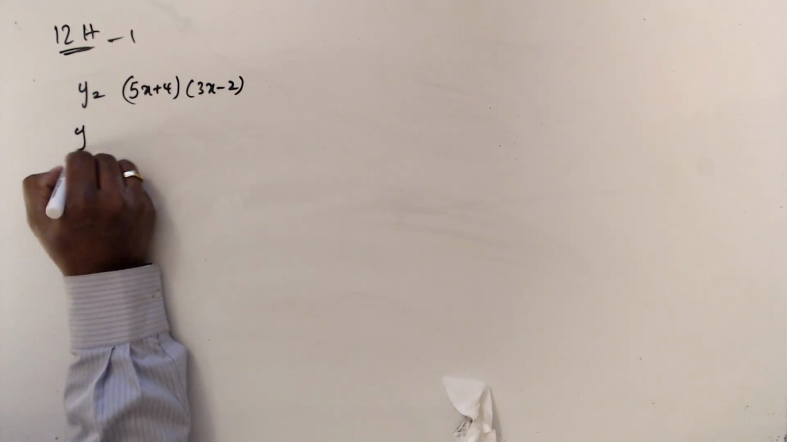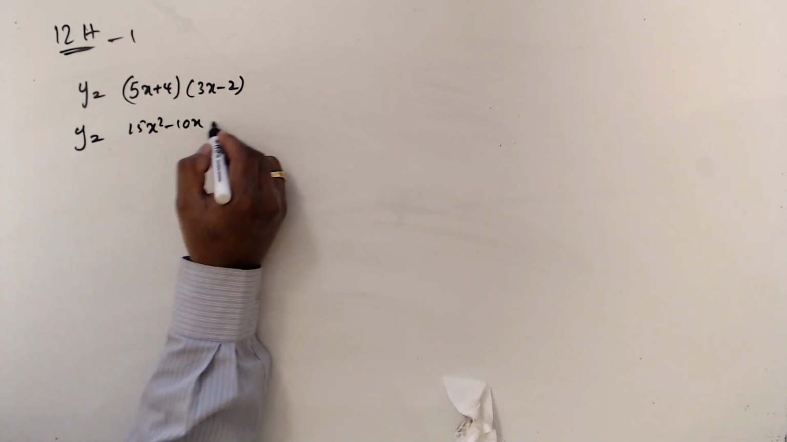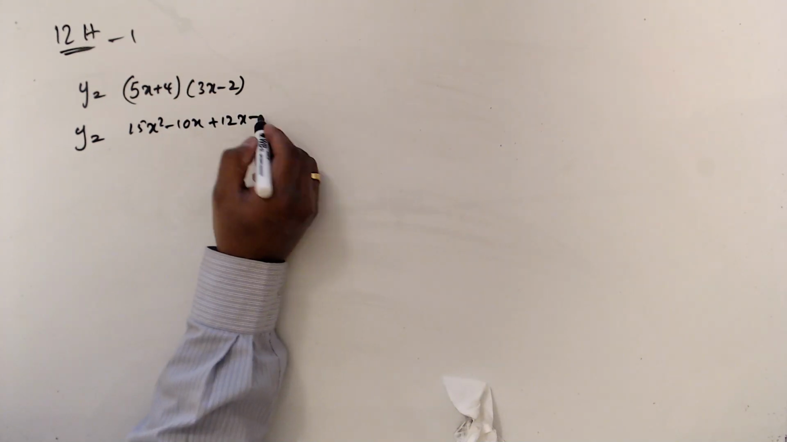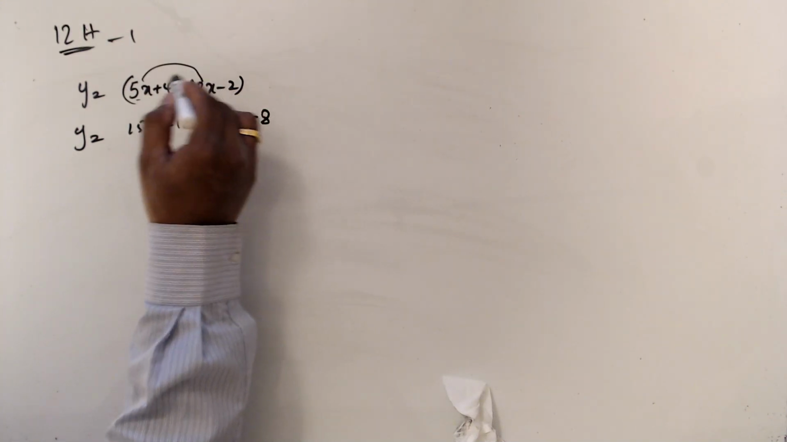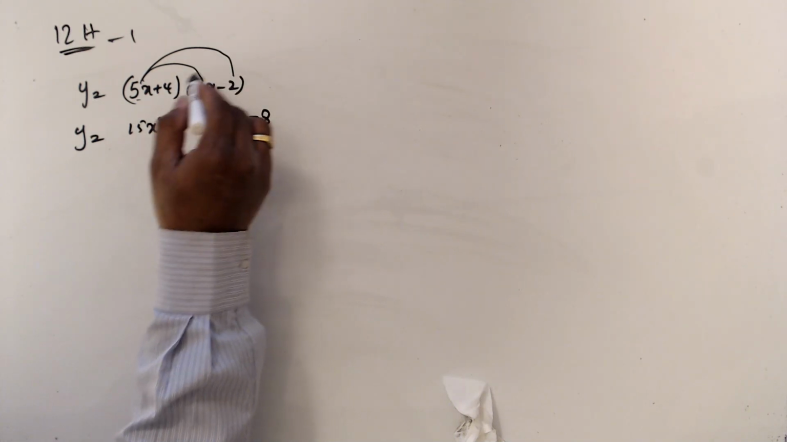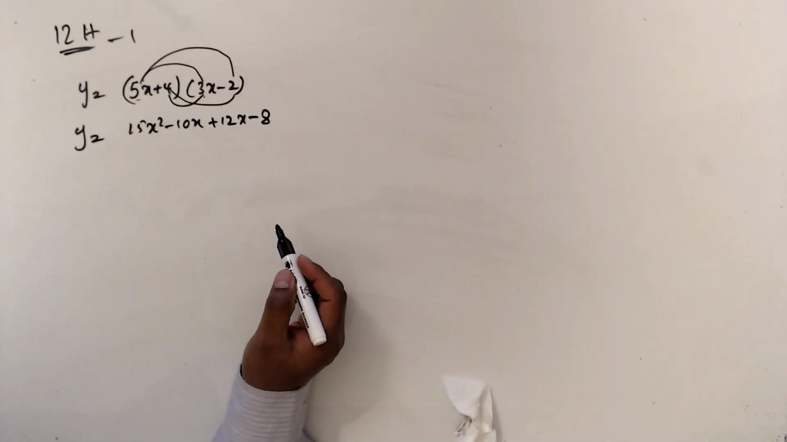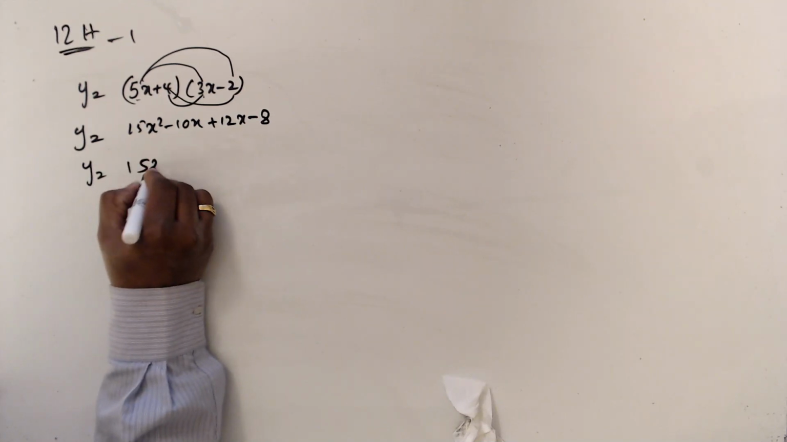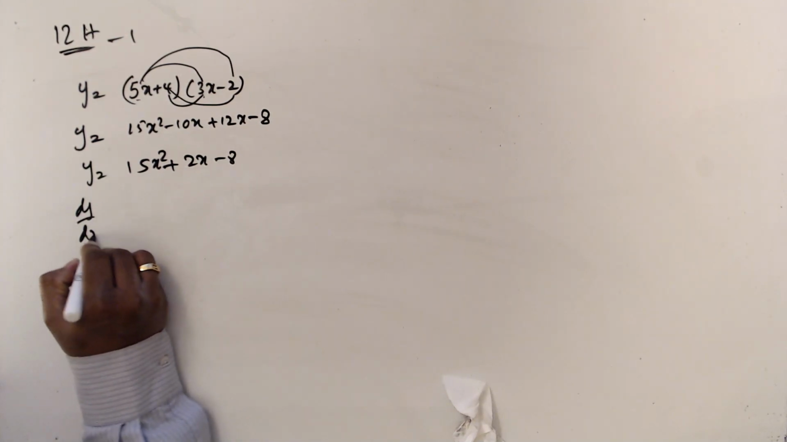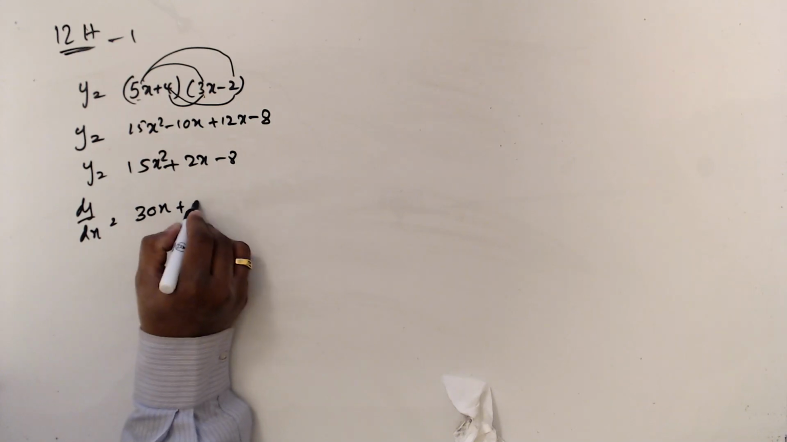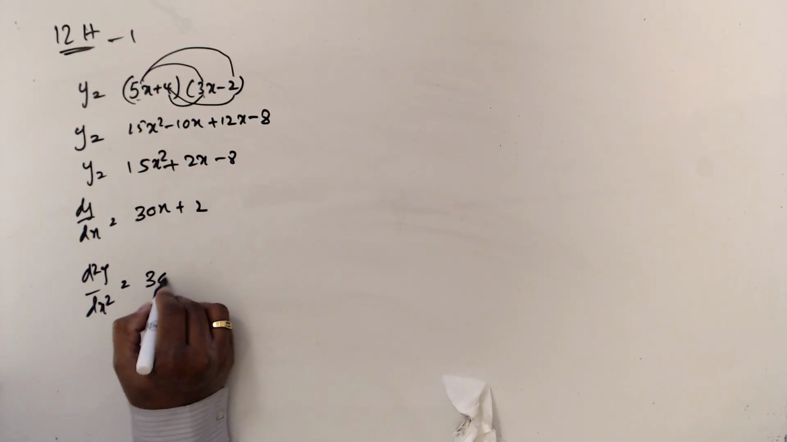We want to expand this one first of all. So this is going to be 15x squared minus 10x plus 12x minus 8. So 5x times 3x, 15x squared, minus 10x plus 12x minus 8. So answer is y equals 15x squared plus 2x minus 8. Now dy over dx is 30x plus 2. d squared y over dx squared is 30.